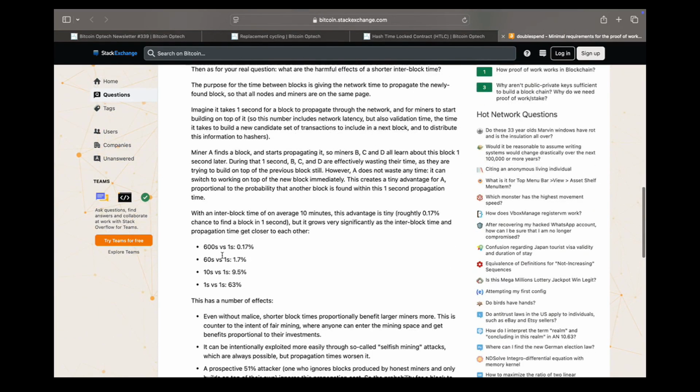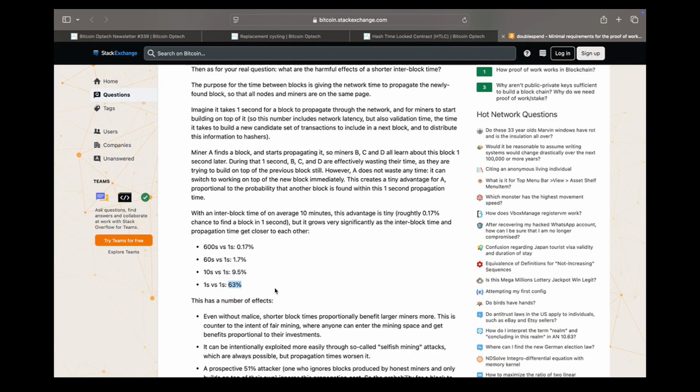So if we take an example, if the block time interval is 600 seconds, in that situation, the probability of the miner that mines a block getting a head start is 0.17%. If we reduce it to 60 seconds, it's 1.7%. If we reduce it to 10 seconds, it's 9.5%. And if we reduce it to 1 second, 63%. So if the time interval between two Bitcoin blocks is 1 second and two miners have the same hash rate, then the chance of the miner who mined the first block also mining the subsequent block is 63% as compared to anybody else on the network.